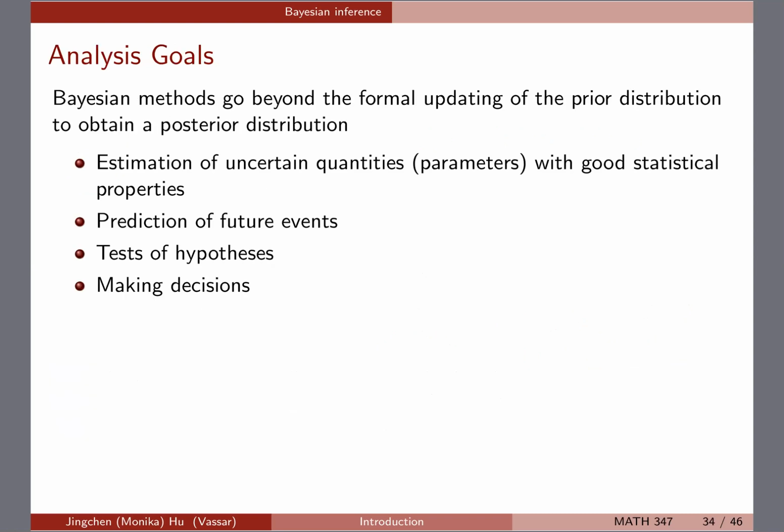Eventually we were hoping to achieve certain analysis goals in general, not only estimating the uncertain quantities, which are the parameters, but also, in the long run, not for today, making predictions of future events. We can also do hypothesis testing in the Bayesian framework. We're going to talk about it as well, and then eventually also make decisions. These are the goals that we're going to try to achieve throughout the semester.